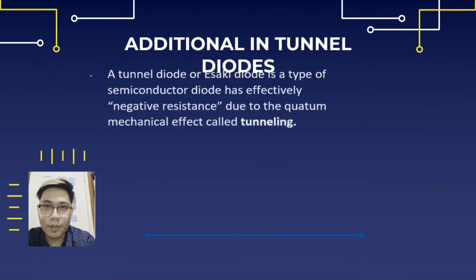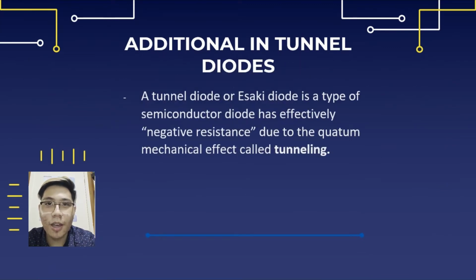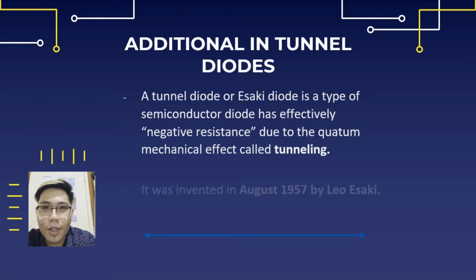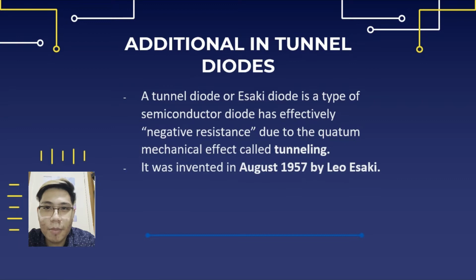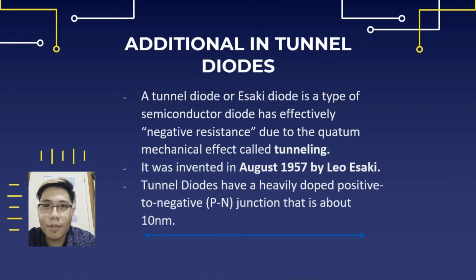Additional info on the tunnel diode. A tunnel diode or Esaki diode is a type of semiconductor diode that has effectively negative resistance due to the quantum mechanical effect called tunneling. It was invented in August 1957 by Leo Esaki. Tunnel diodes have a heavily doped positive-negative or PN junction that is about 10 nm.